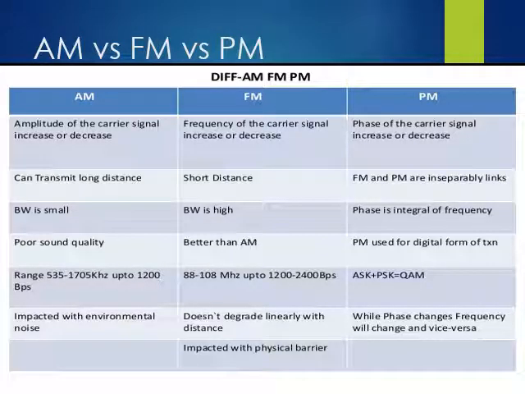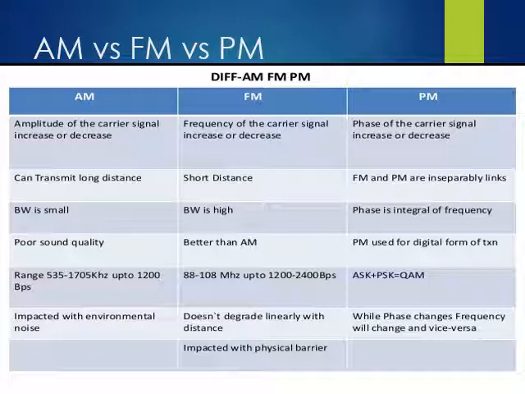What are the differences between amplitude modulation, frequency modulation and phase modulation? First one is definition. We know that amplitude modulation means the amplitude of the carrier signal changes. Frequency modulation, the frequency of the carrier signal changes. Phase modulation, the phase of the carrier signal changes. Second one depends on distance. AM can transmit long distance. FM only short distance. FM and PM are inseparably linked.